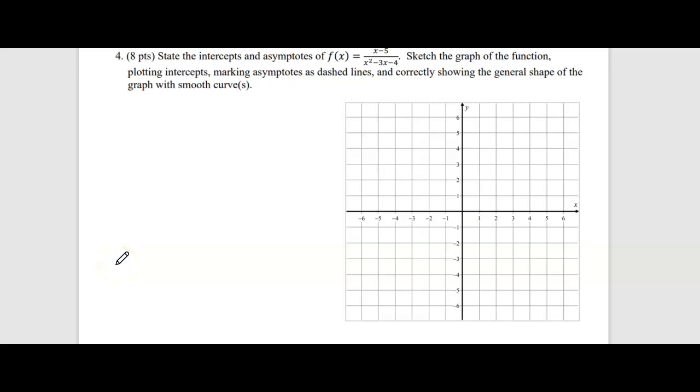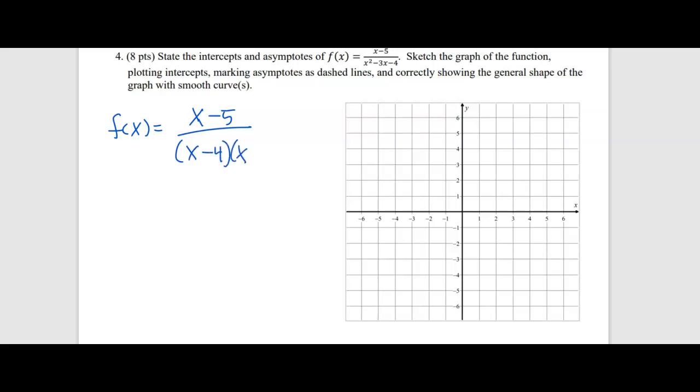State the intercepts and asymptotes of a rational function. Sketch the graph including intercepts, asymptotes, and general shape of the curve. So let's factor this rational function. The numerator is x minus 5. The denominator is x minus 4 times x plus 1.